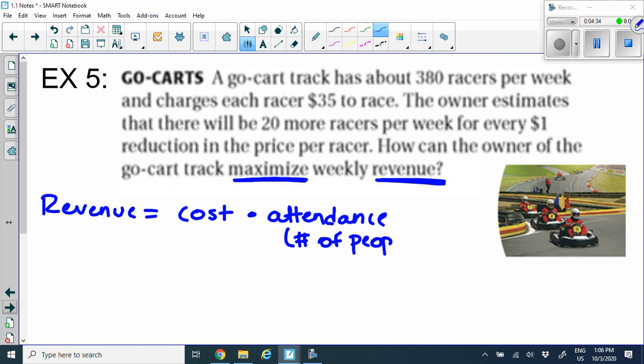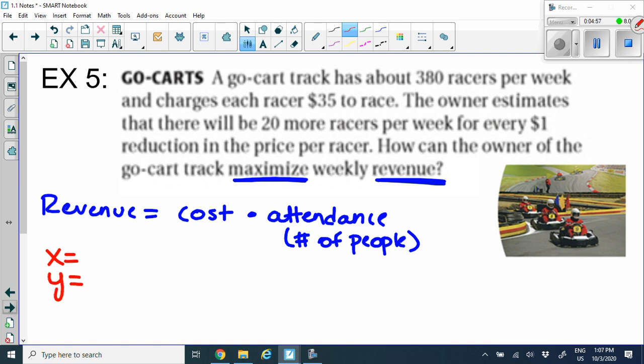Now, what we also have to include here, though, is now you say, hey, how can I maximize if there will be 20 more racers per week if there's a $1 reduction? So we want to see where we can do this to get the most money. Okay, so now let's figure out our x and y. So we need to define our variables.